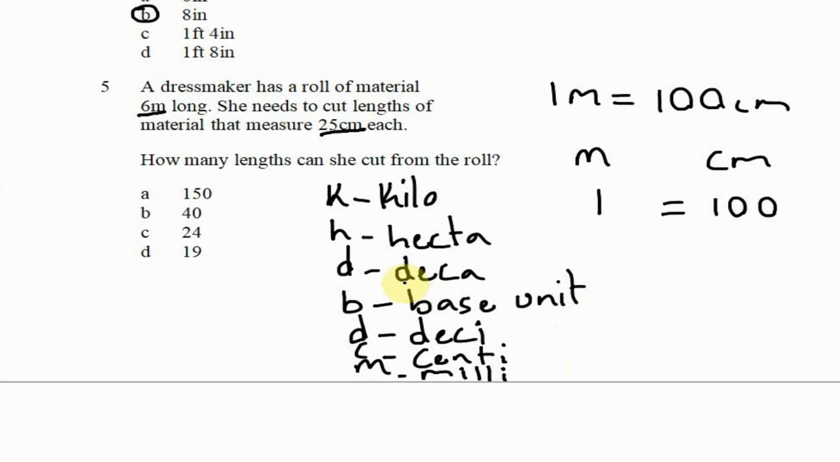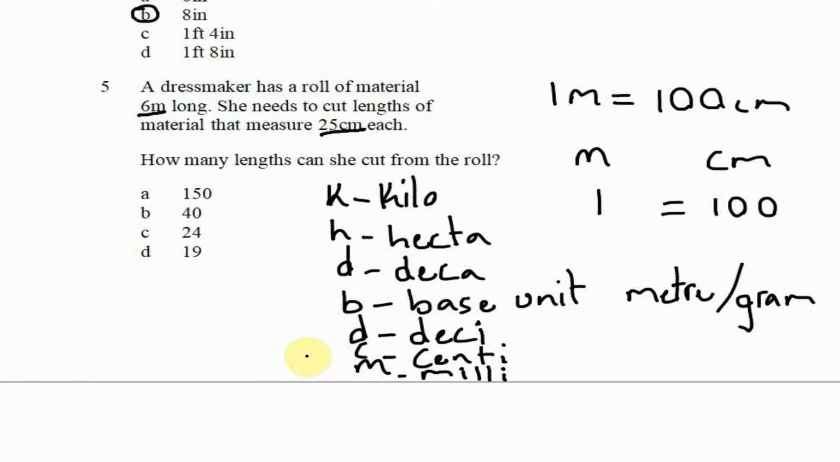Now I know many of you guys would be familiar with these prefixes, but you might be wondering, what do I mean by base unit? The base unit would be like meter. Some other examples are gram, liter, etc. The prefix goes before the base unit. So we have kilometer, kilogram, hectometer, hectogram, decameter, decagram, decimeter, decigram, centimeter, centigram, millimeter, milligram. So that's pretty much that.